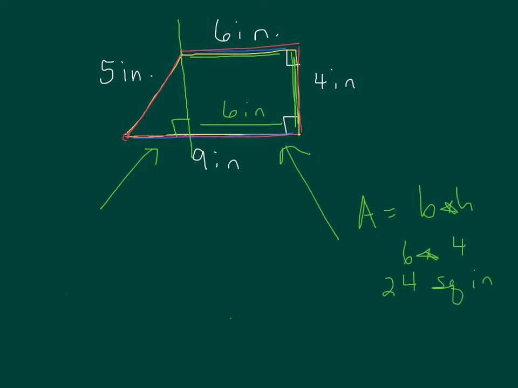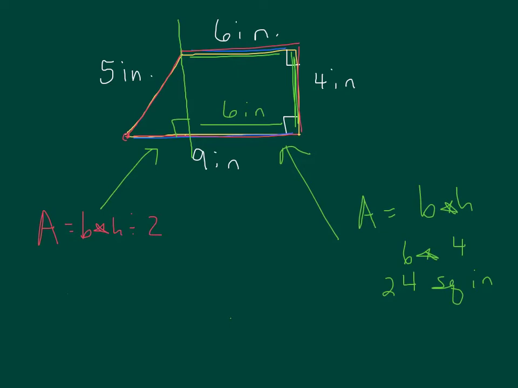Now I have to label my triangle. I'm going to first write here that my formula for the area of a triangle is base times height divided by 2. Some of you do base times half of height. Some of you do base times height all over 2. Whatever you pick is fine.